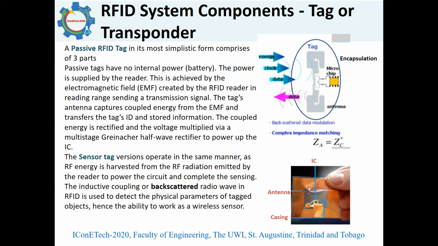The sensor tag basically operates in the same manner. It is using the foundation theory of backscattered radio waves to amplify and power itself and be able to sample whatever your process condition, whatever it's meant to be doing. It powers that sensor to do that at that moment and send the information to your reader, and hence the ability to work as a wireless sensor.